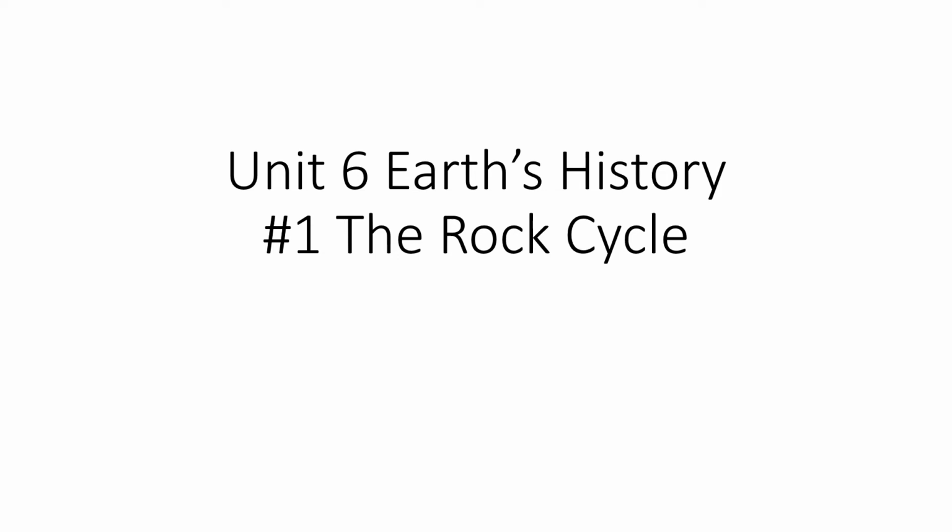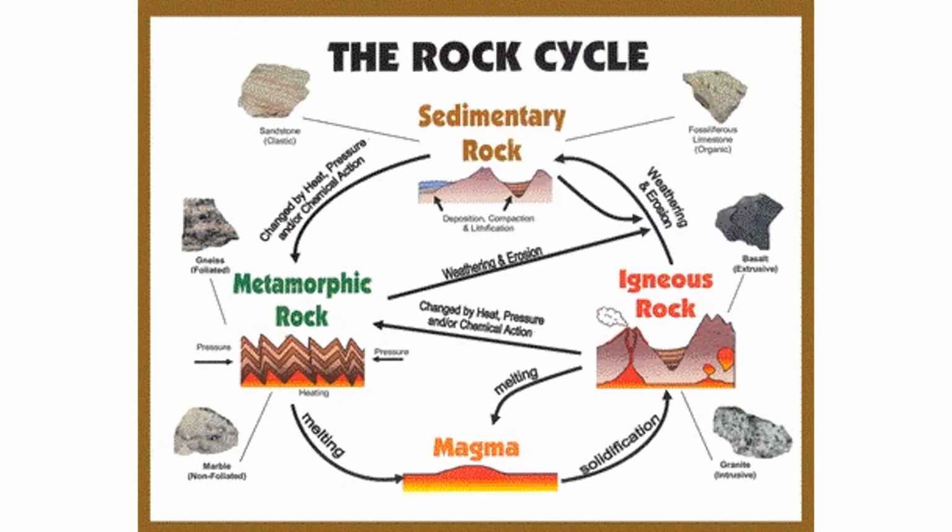Here's our first lesson on Unit 6 Earth's History, and this is all about the rock cycle. So here's just a quick overview showing that the rock cycle is just the processes that rocks on Earth's surface and beneath the surface follow to change between the different types of rocks. There are three main types of rocks you can see here. There are igneous rocks, sedimentary rocks, and metamorphic rocks.